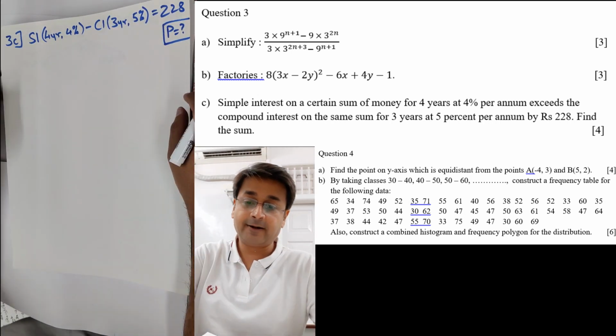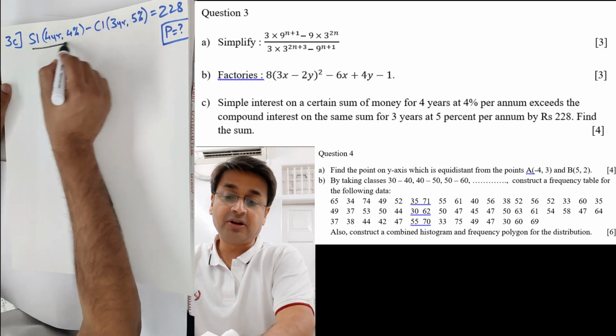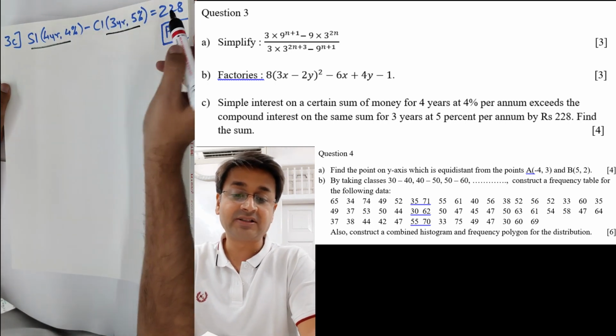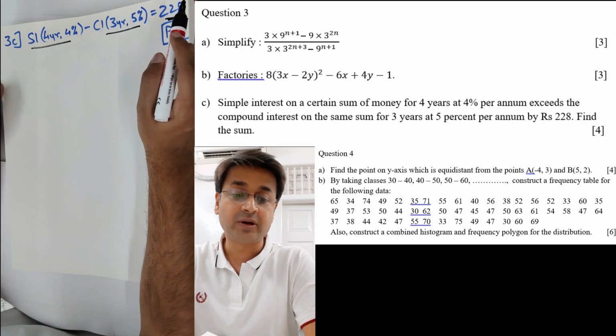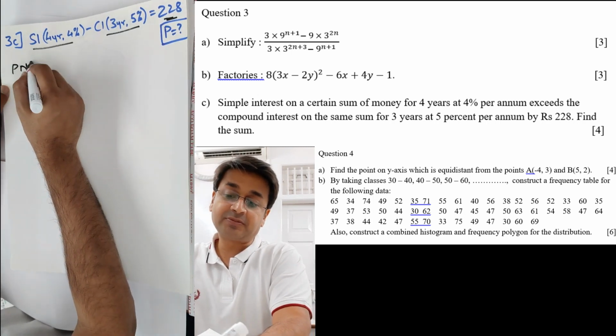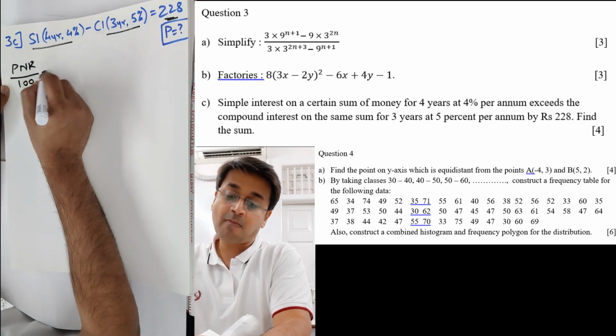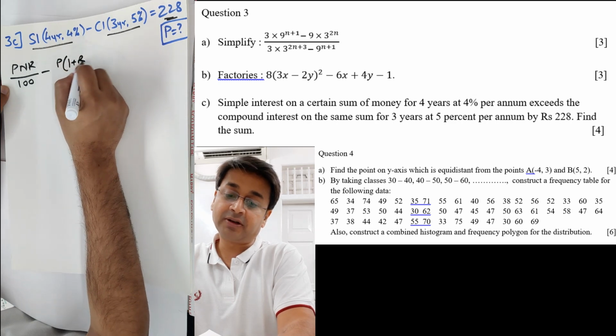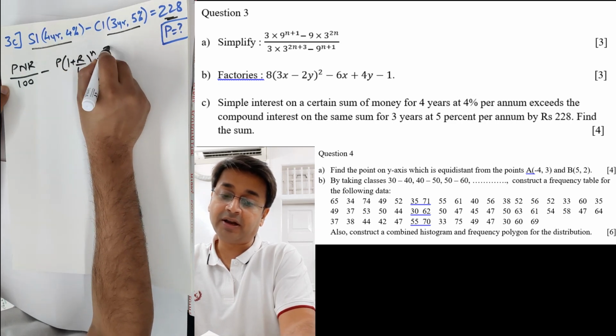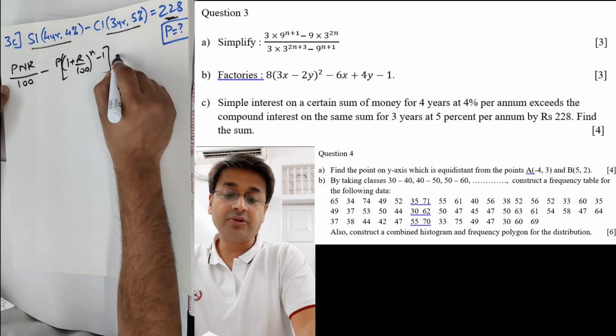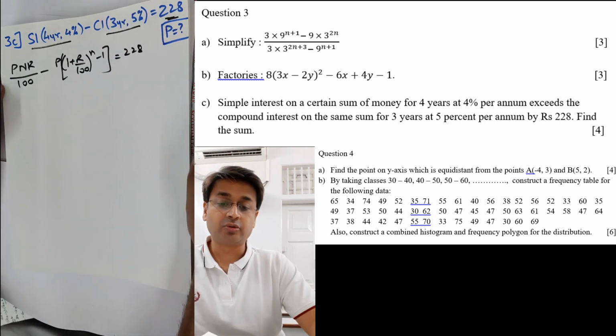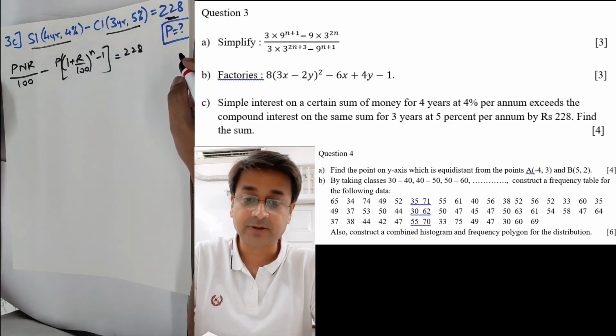and where you stand. 3C, they say simple interest for 4 years at 4% minus compound interest exceeds by 228. So simple interest is PNR by 100. Compound interest is P(1 plus R by 100) raised to N minus 1. Since it's annually, we just take it as is, equal to 228. Our target is to find the principal.